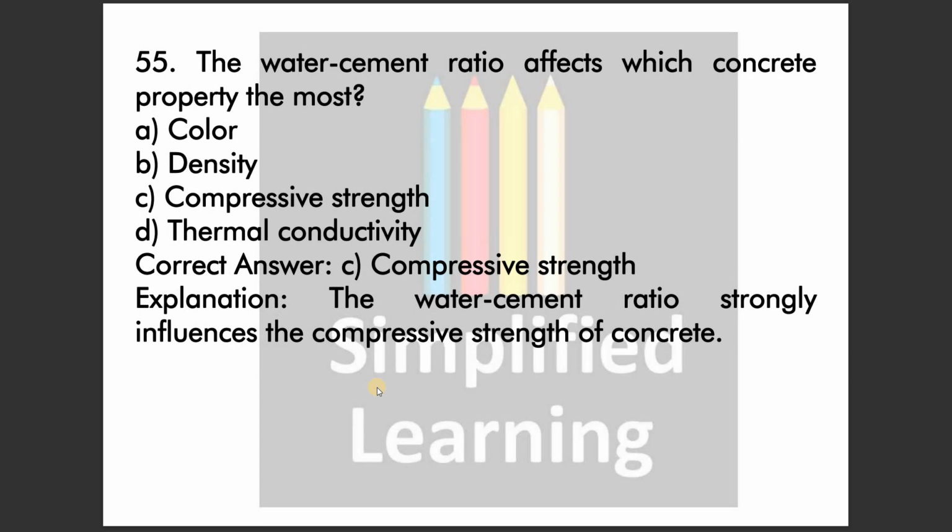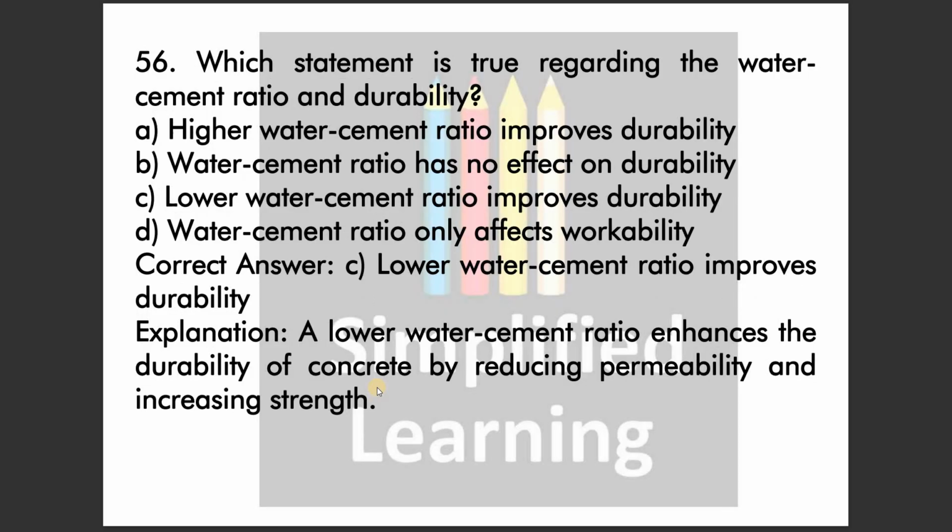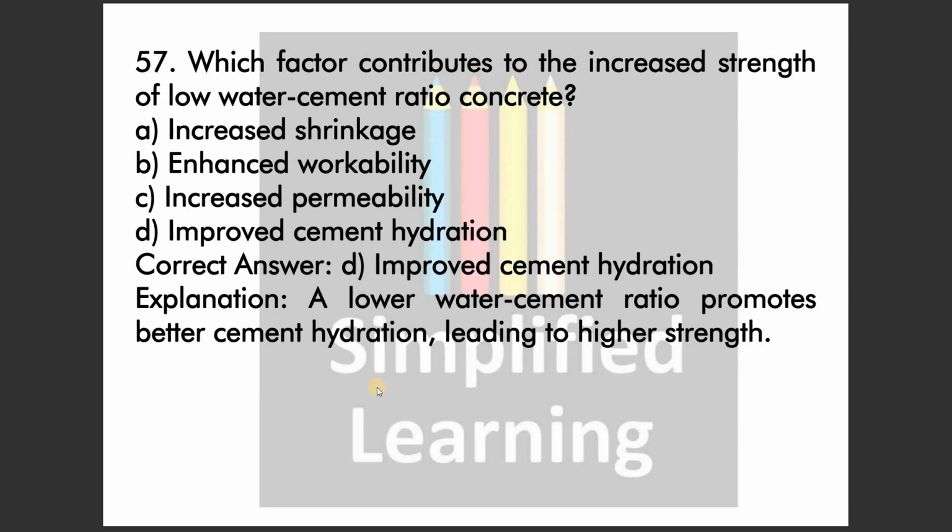Then the water cement ratio affects which concrete property the most? Then the answer is going to be compressive strength. The water cement ratio fluctuation is going to fluctuate the compressive strength of cement or concrete. Which statement is true regarding the water cement ratio and durability? The answer is lower water cement ratio improves durability. Which factor contributes to increased strength of low water cement ratio of concrete? The answer being improved cement hydration. Okay, a lower water cement ratio promotes better cement hydration, leading to higher strength, that is higher compressive strength.